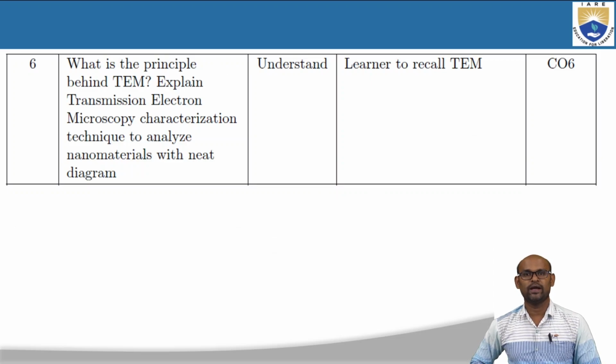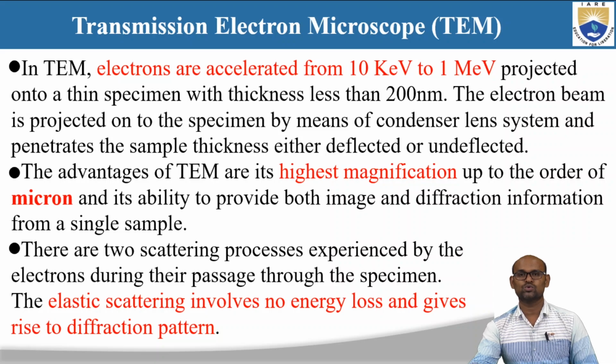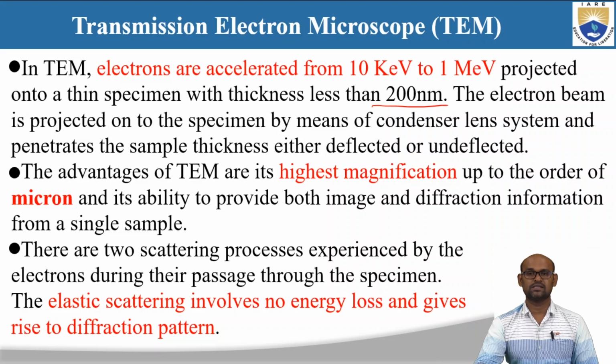What is the principle behind TEM? Explain the transmission electron microscopy characterization technique to analyze nanoparticles with a neat diagram. So TEM, or transmission electron microscope: in this microscope, electrons are accelerated from 10 kilovolts to 1 mega electron volts, projected onto a thin specimen with thickness less than 200 nanometers. The electron beam is projected onto the specimen by means of a condenser lens system and penetrates the sample thickness, either deflected or undeflected.